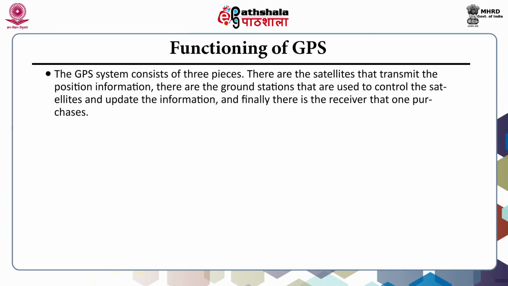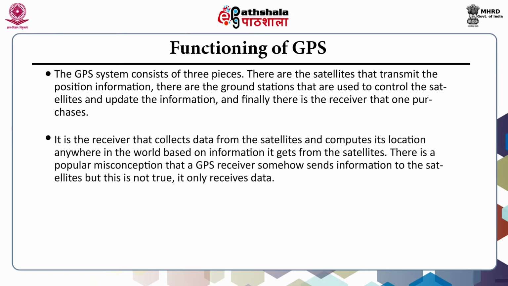There are the satellites that transmit the position information. There are the ground stations that are used to control the satellites and update the information. And finally, there is the receiver that one purchases. It is the receiver that collects data from the satellites and computes its location anywhere in the world based on information it gets from the satellites.